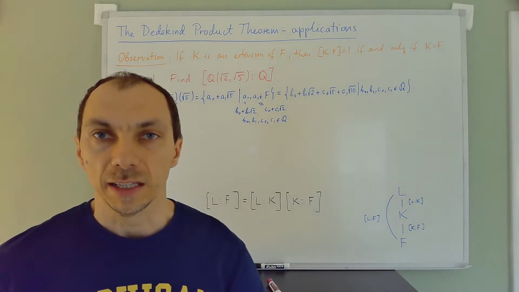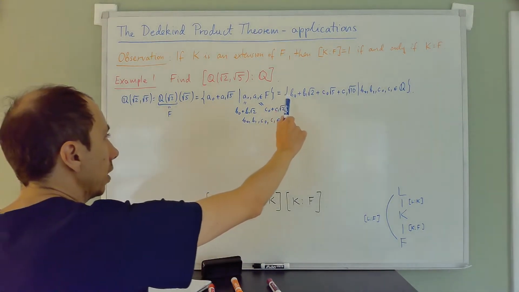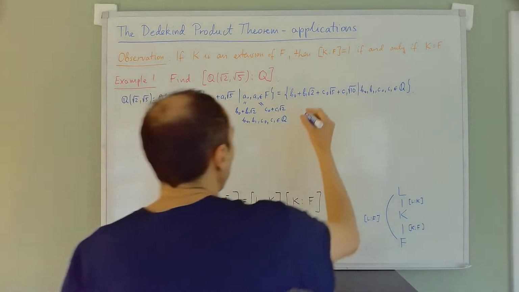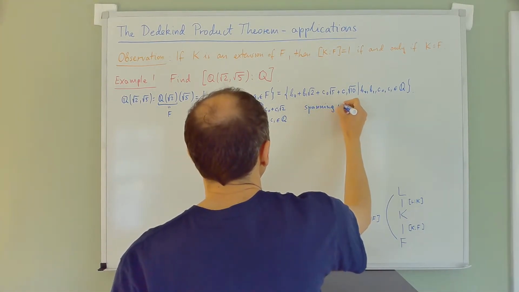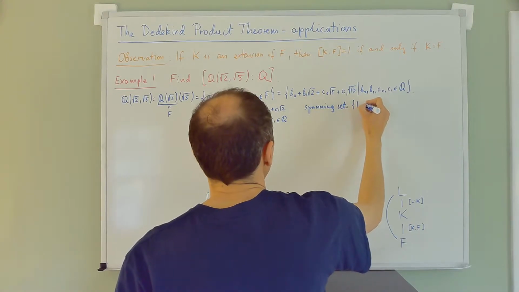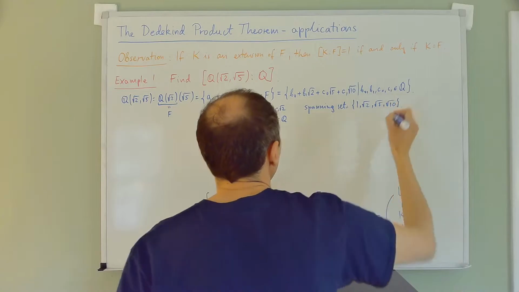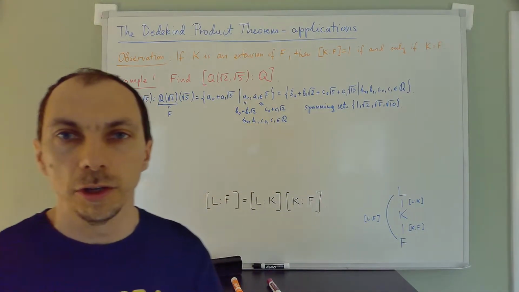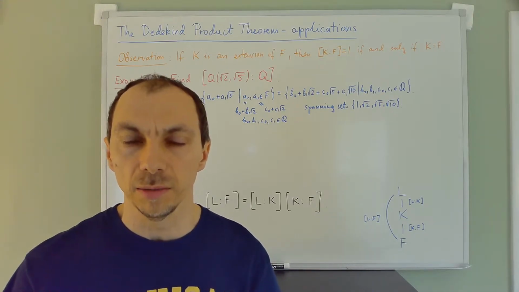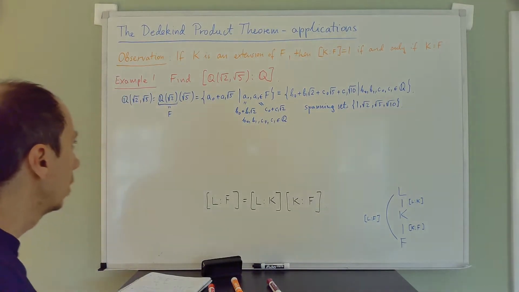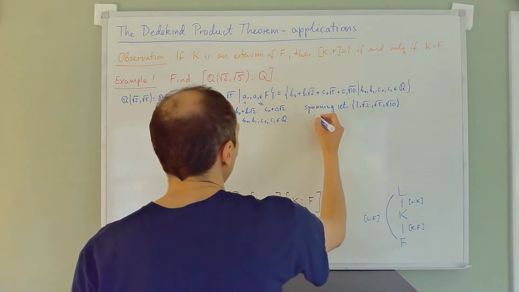So first we could make a guess. What is the degree of this extension? It looks like I have a spanning set: 1, radical 2, radical 5, and radical 10. From which I know that the degree of this extension must be at most 4, because I just need 4 elements to span this field over Q. This is a spanning set over Q.